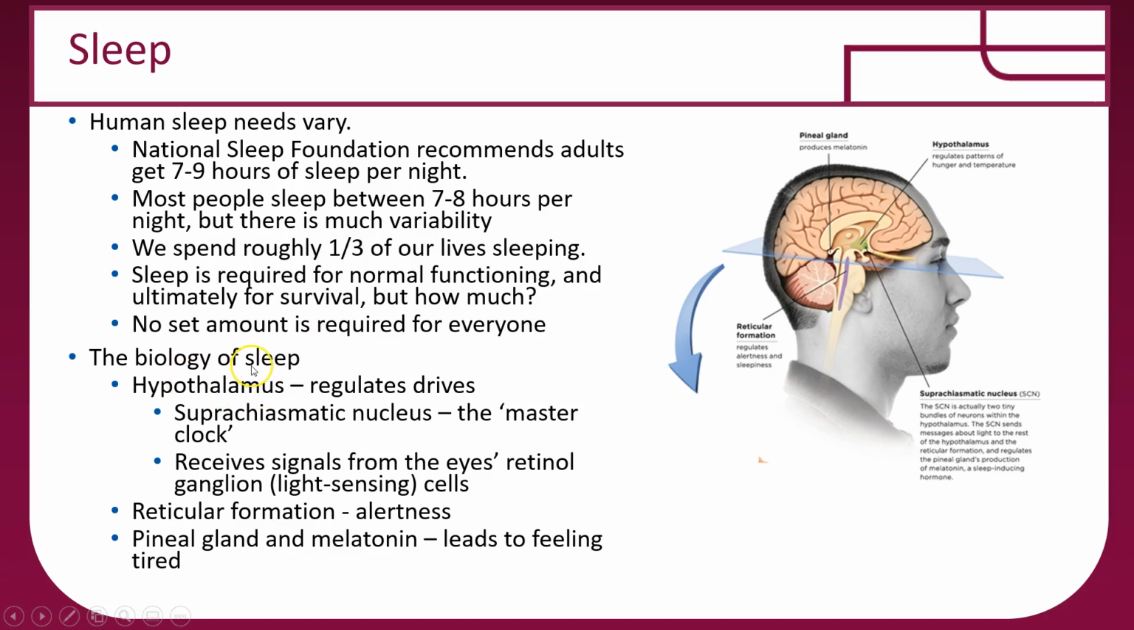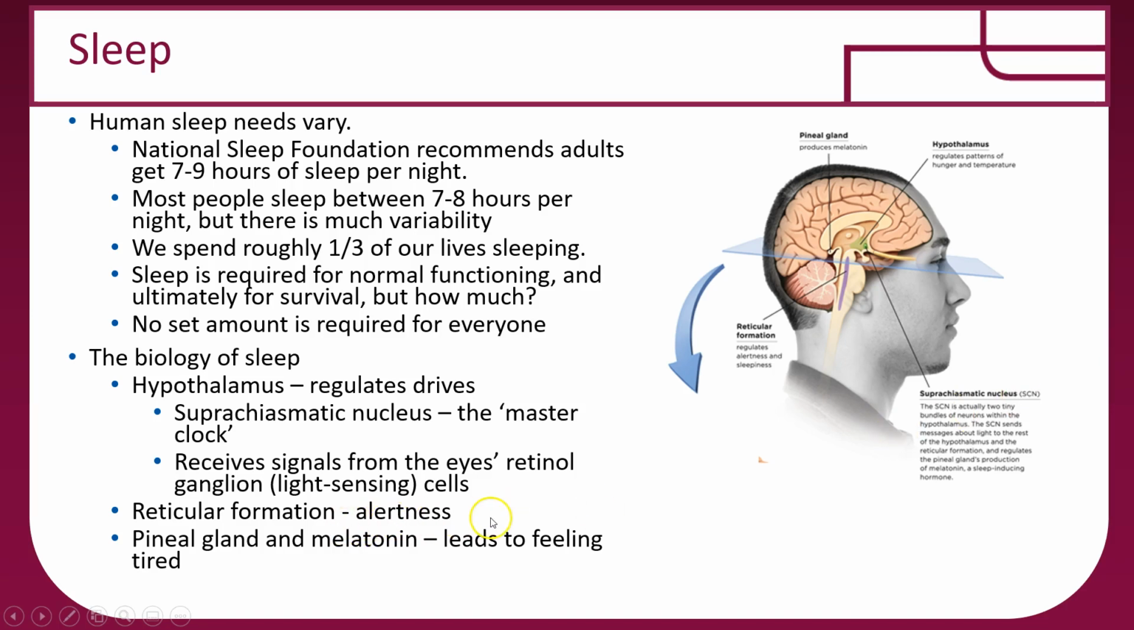In terms of the biology of sleep, the hypothalamus, which regulates a lot of our drives, you can see it right here, kind of deep inside our brain. The drive of hunger, thirst, sexual drives, and also temperature. In part of that hypothalamus is the suprachiasmatic nucleus, or what we call the master clock. This receives signals from our eyes and helps us keep our body on our 24-hour circadian rhythm cycle. You can see that right there.